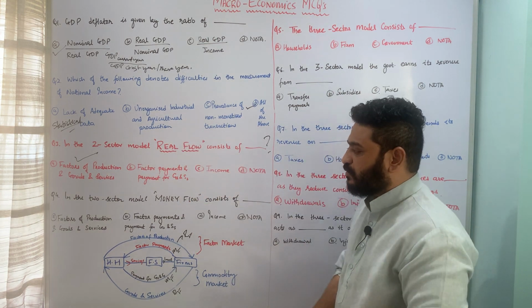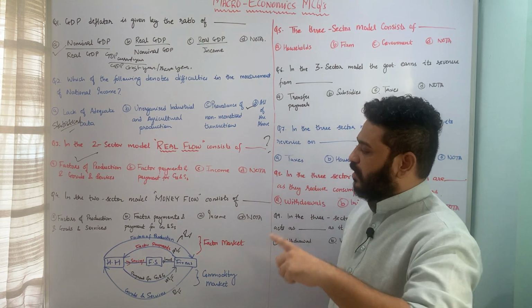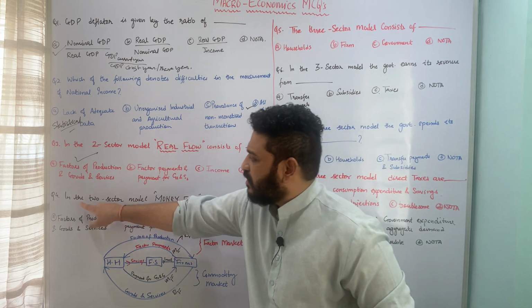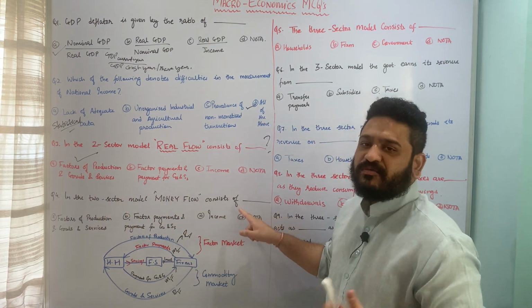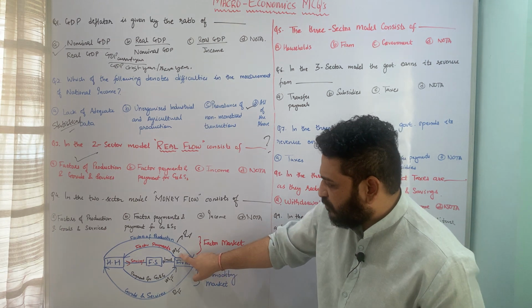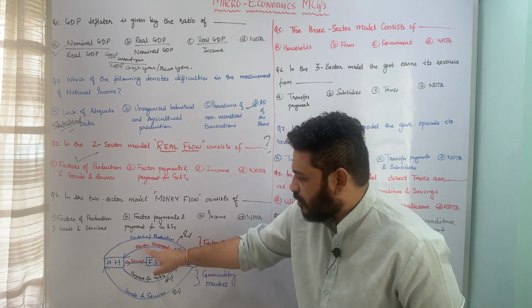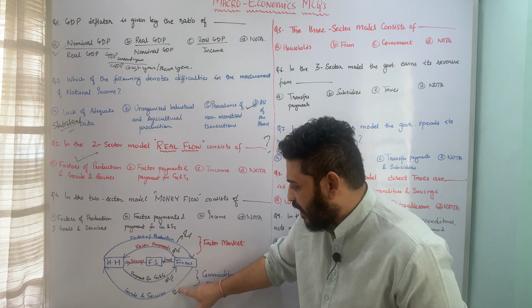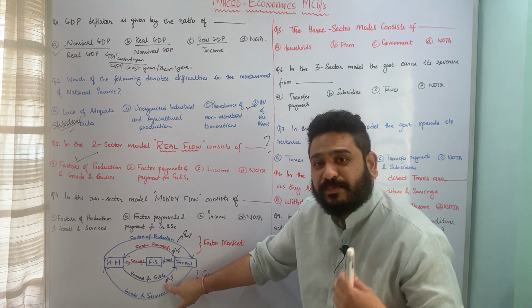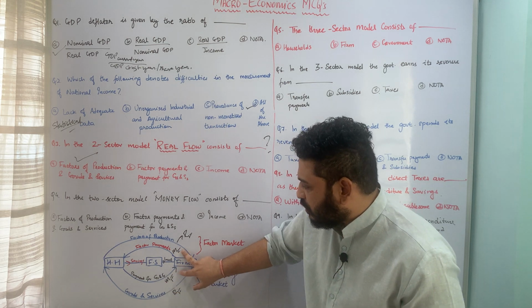Let us now move to the next question, which is talking about the money flow in the two sector model. Here specifically it says, in the two sector model, money flow consists of what? Now let us come back to our model. Here in the factor market, money flow is from the firms to the household in terms of factor payments, and in the commodity market it is from household to the firms in terms of payment for goods and services. So these are the two money flows.